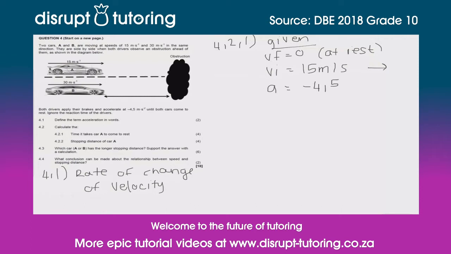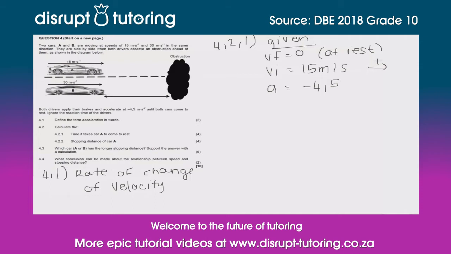It's important to note that whenever a car is slowing down, the acceleration will be in the opposite direction. In this case, we've chosen to the right as positive, so the acceleration, which slows the car down, will actually be to the left, but because we're taking the right as positive, the negative sign is important here. Okay, so we know those.